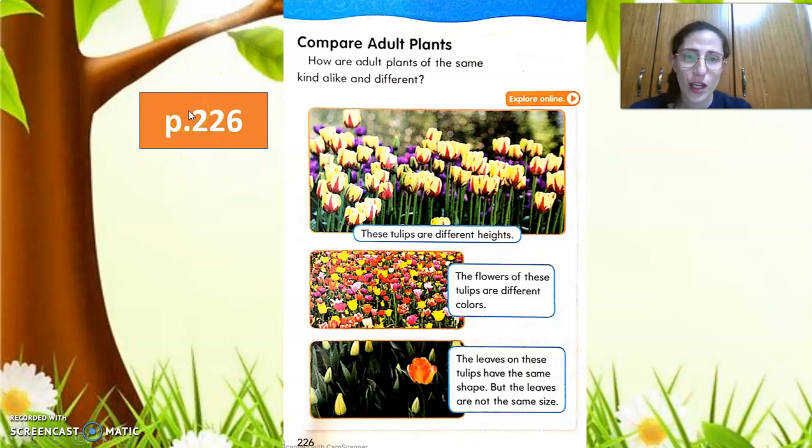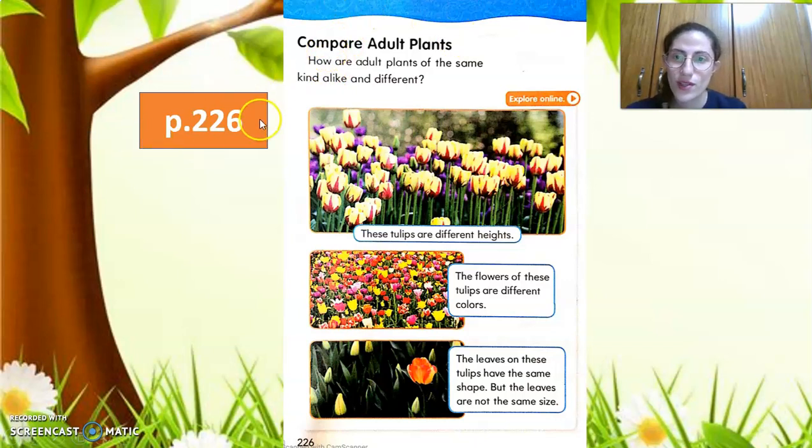Now in the previous video, we studied how to compare the parts between an adult plant or a parent plant and its young, its offspring. For today, we're going to learn how to compare the adult plants of the same kind. Remember, what do we mean by the word compare? It means we have to observe two objects or two things to check how are they the same. It means alike. And how are they different? It means how are they not the same? What are the things that look different between both objects? Okay? Clear? Let's read together.